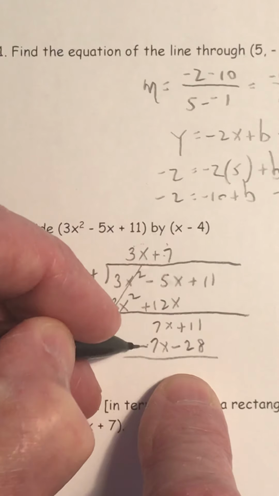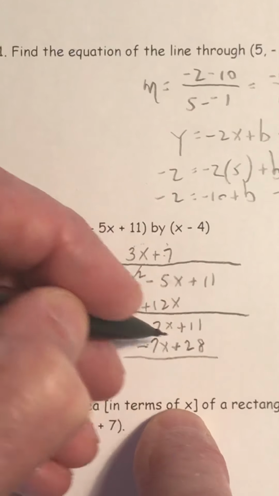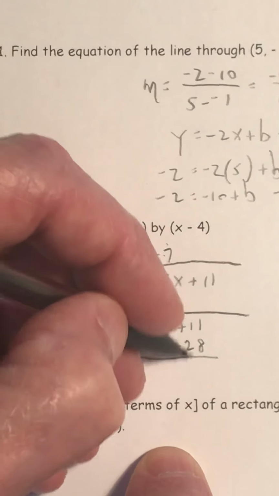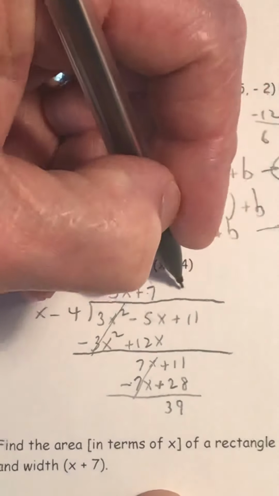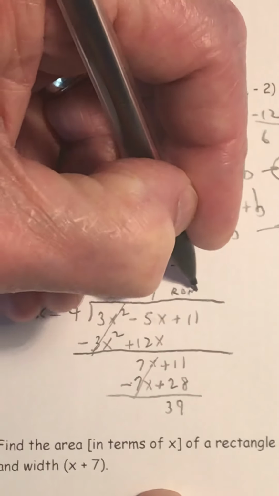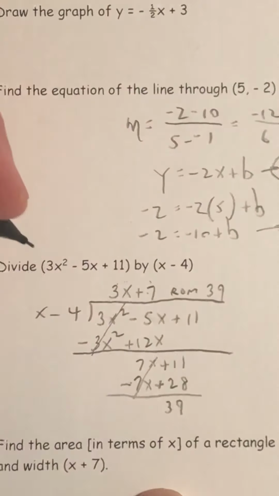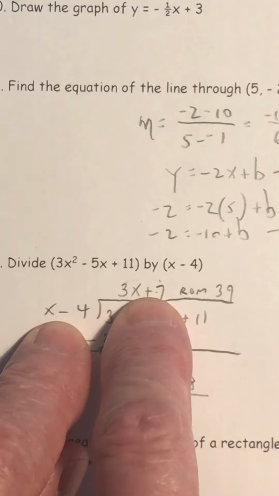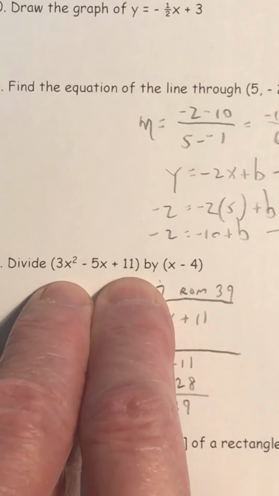But the easy, safe way is change to the opposite. So that becomes negative. That becomes positive. And you get 39 over here. And what's that? That's our remainder. Okay? And if you want to check it, multiply x minus 4 times 3x plus 7, and then add 39, and you should get back exactly 3x squared minus 5x plus 11.